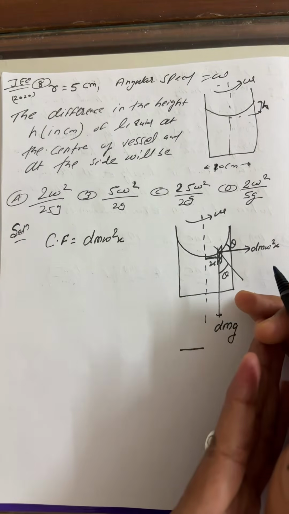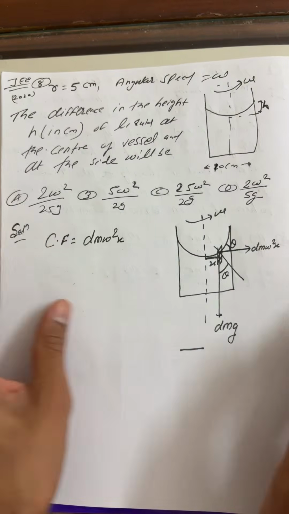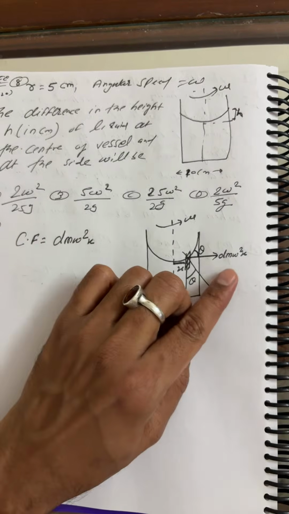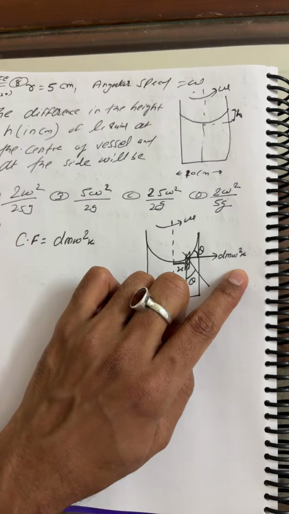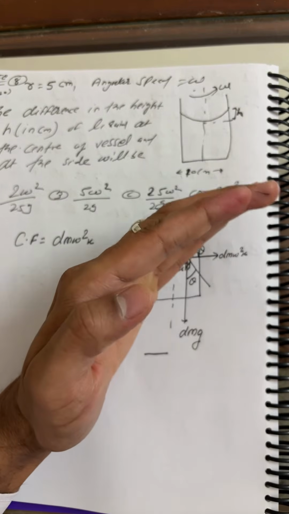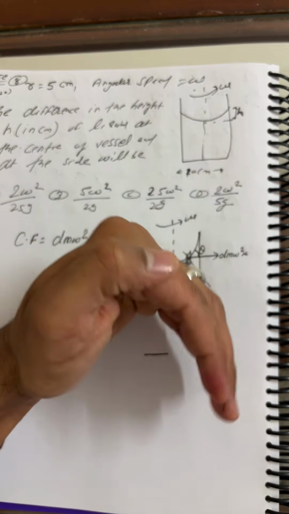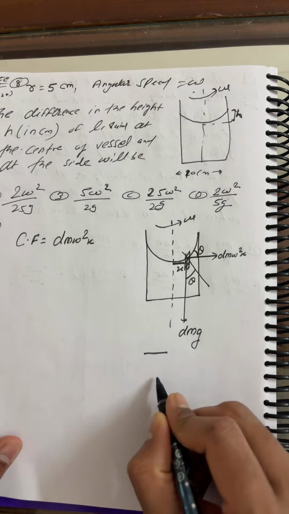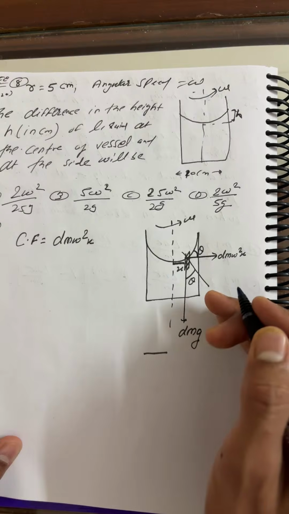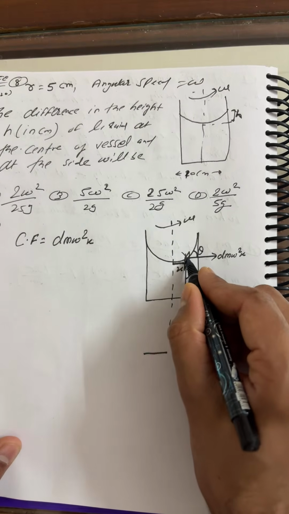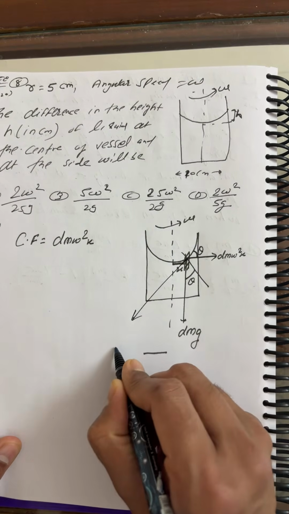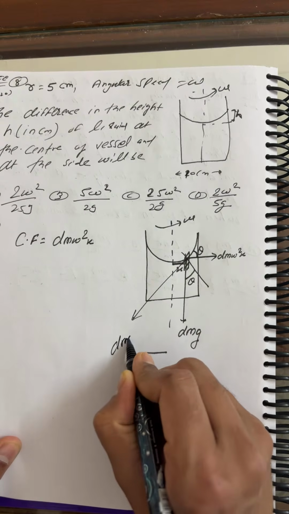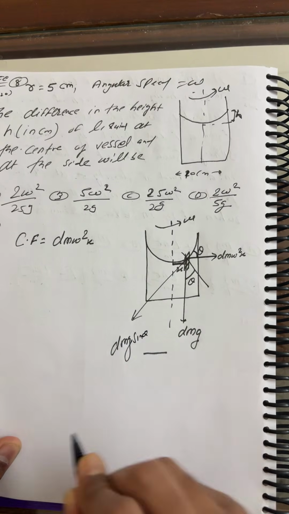This is dm g cos theta, dm g sin theta. And this is dm omega square x, the force again. You can see this is dm omega square x cos theta, dm omega square x sin theta. You can see carefully in the diagram. You can just make the diagram like this. This is dm g cos theta, and this is dm g sin theta.